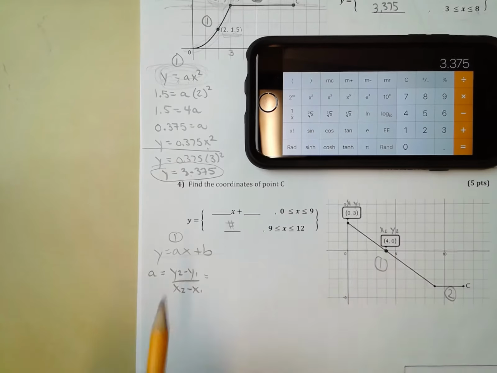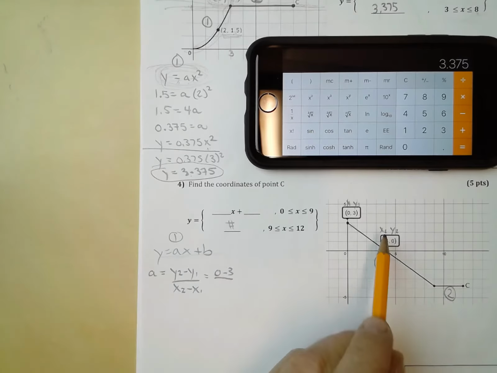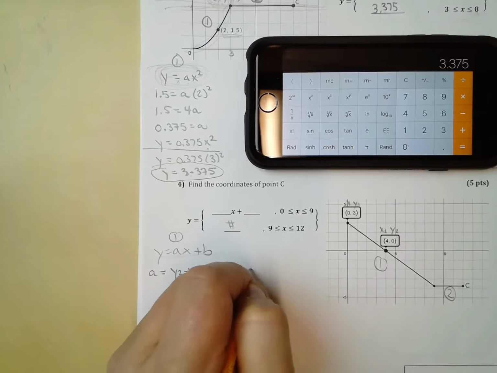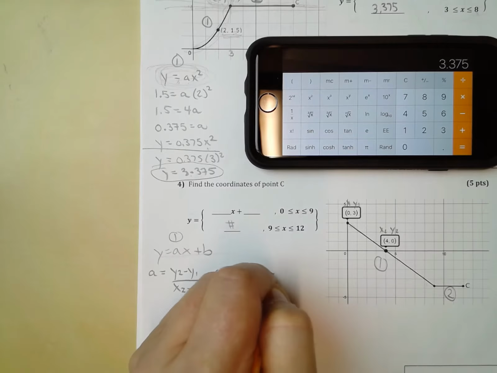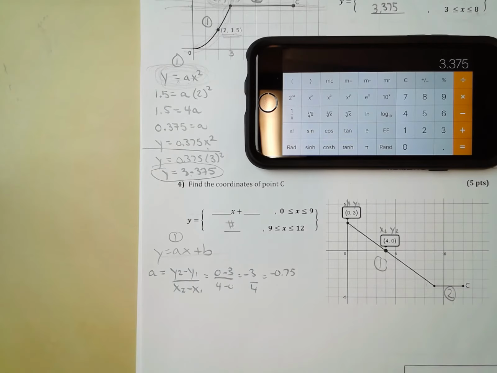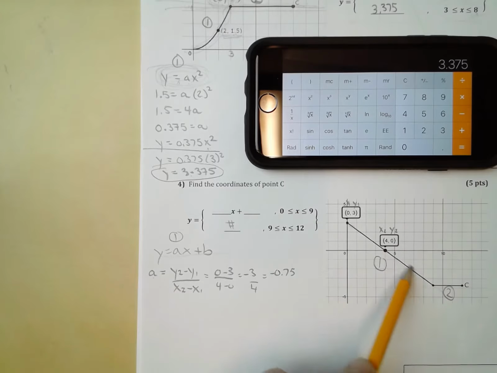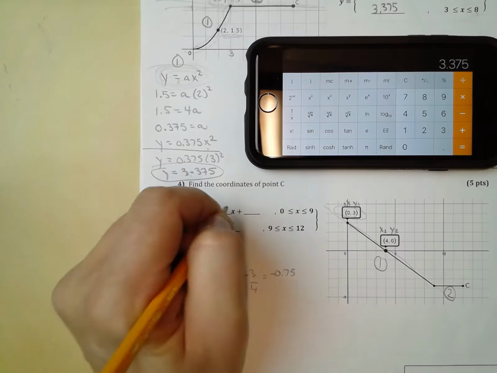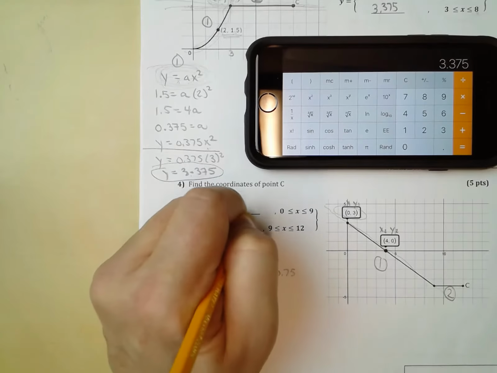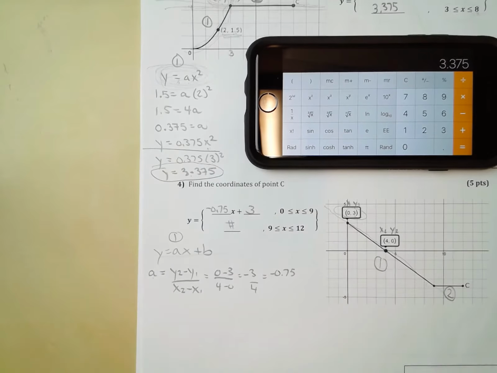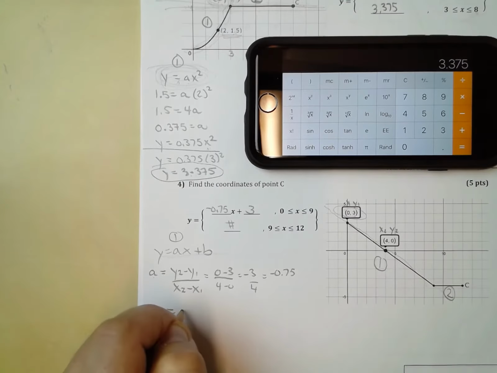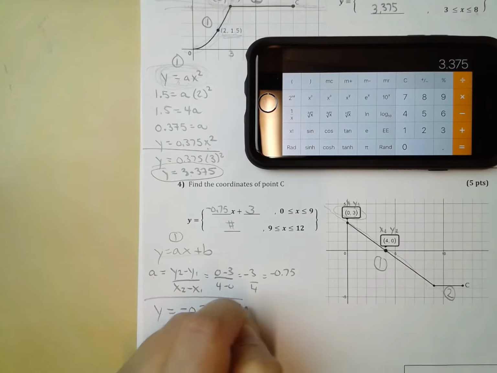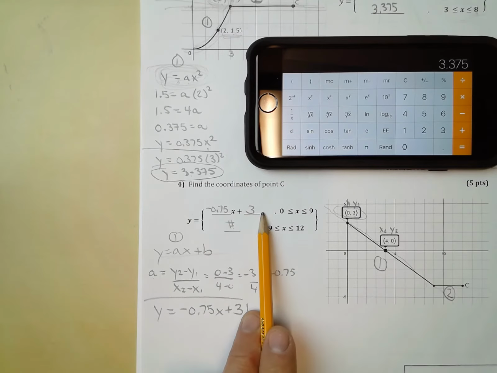So 0 minus 3, difference in the y's, over 4 minus 0, which is going to be equal to negative 3 over 4, which is equal to negative 0.75. So that's the value of my a, and the line crosses at 0, 3. So the b is a 3. So negative 0.75 x plus 3 is the equation of my first rule. Negative 0.75 x plus 3. So we filled this in.